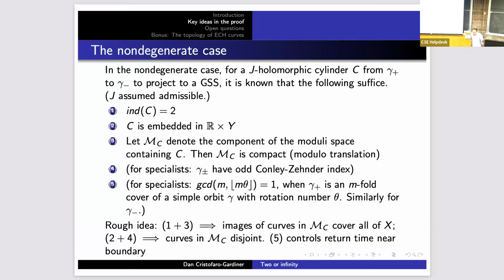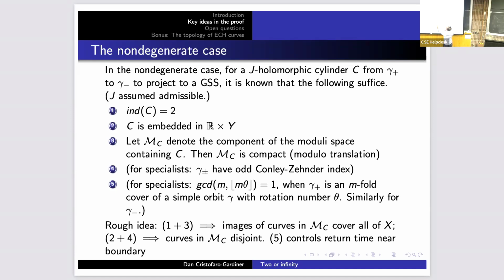Basically, the first kind of criteria are going to tell you that the curves cover everything. The other two are going to tell you that the curves are disjoint. And you also have to worry a little bit about the return time near the boundary. It's an elaborate thing, but it's pretty well understood. You might also wonder, how does sweeping out all of R cross Y guarantee that I'm actually going to get a global surface of section?